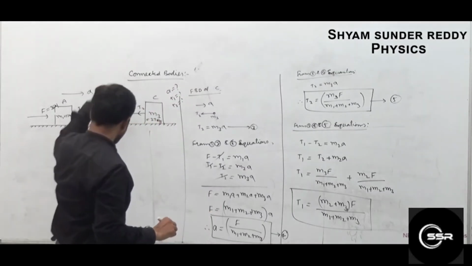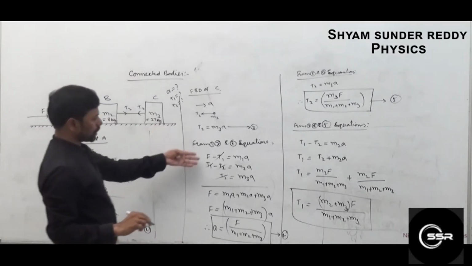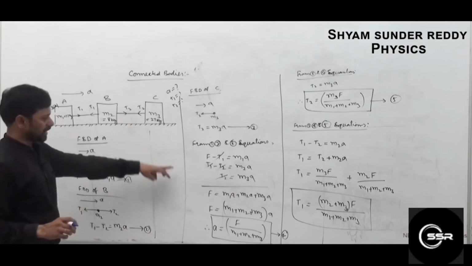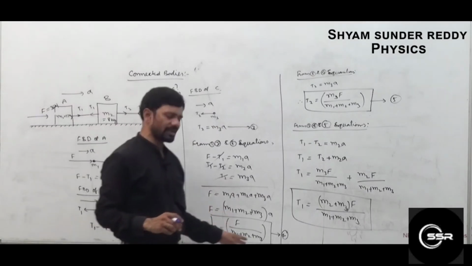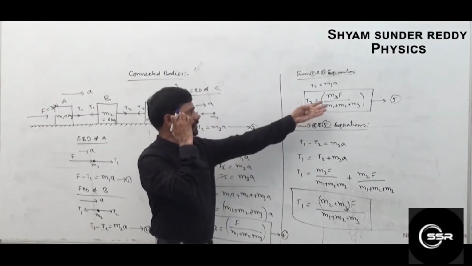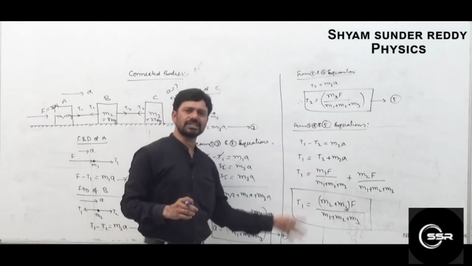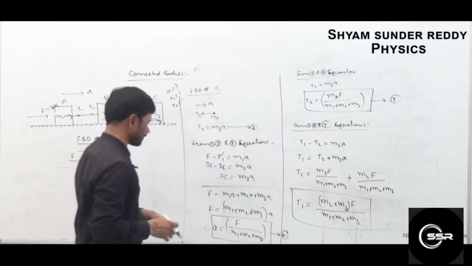Okay. If you have the idea of this, no need to write the total. Just take the equations. What is the A value? A is equal to F by M1 plus M2 plus M3 and T2 is equal to this value. T1 is equal to this. Just substitute the values in these equations, then you will get the result directly.